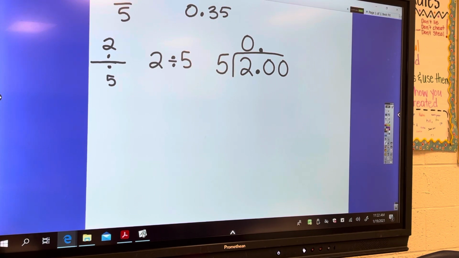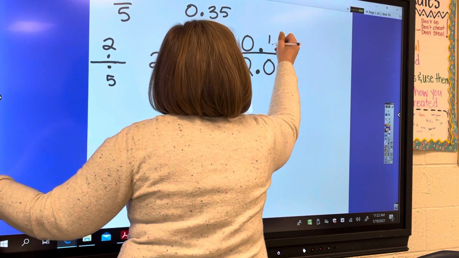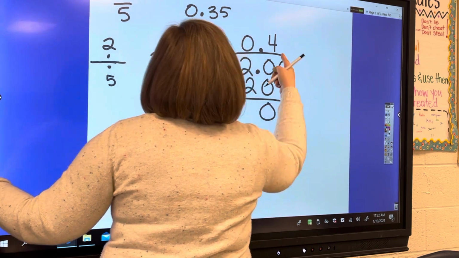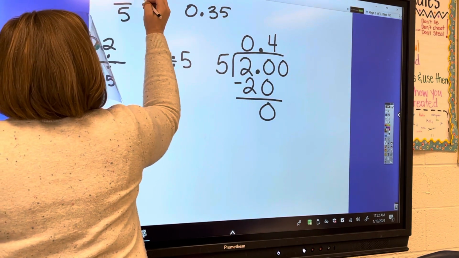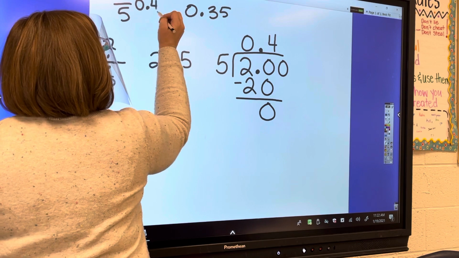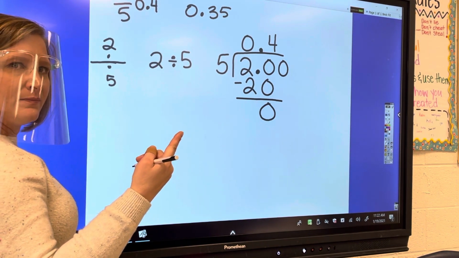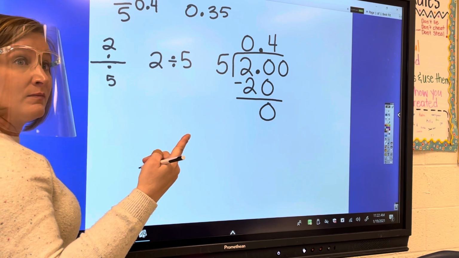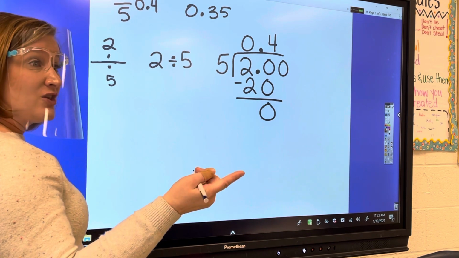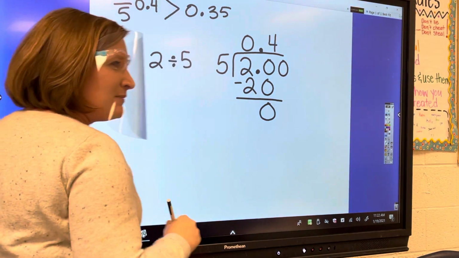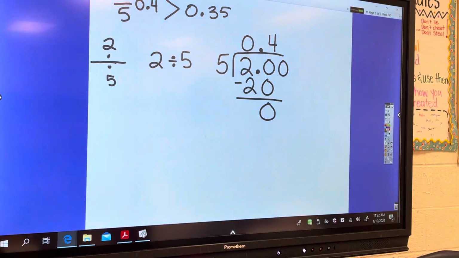So 20 divided by 5 is what? 4. 4 times 5 is 20. So 2/5 is the same thing as 4/10. Can I compare 4/10 and 35/100? 4/10 is what to 35/100? Greater than. Is that the same thing we got when we compared the fractions? Yeah.